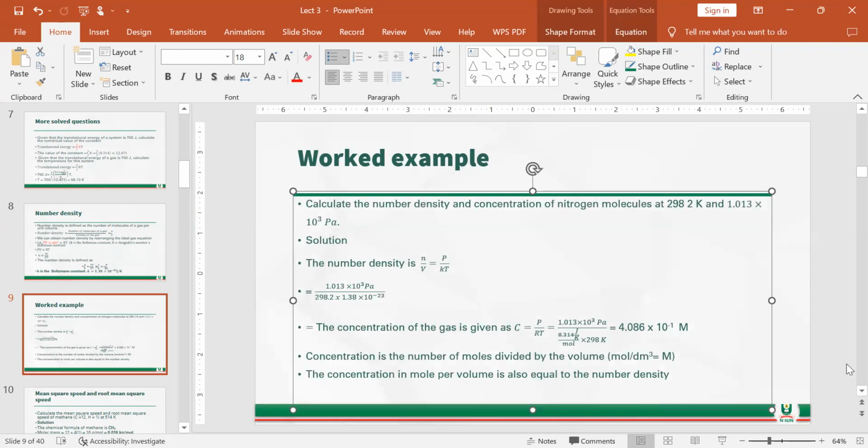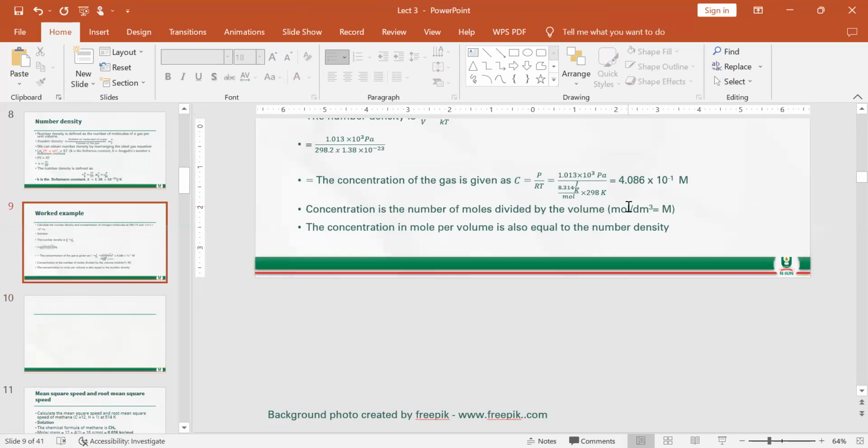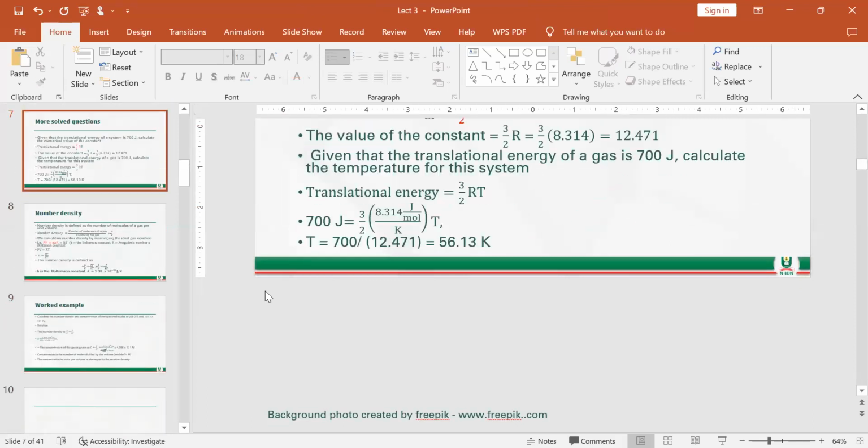Is there anyone that doesn't understand what we are calculating here? Yes, I don't understand. What is it that you don't understand? The procedure, and the concentration of the gas. Okay, let me just open a new discussion.